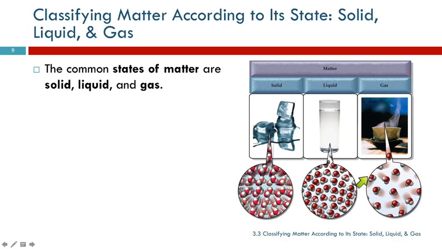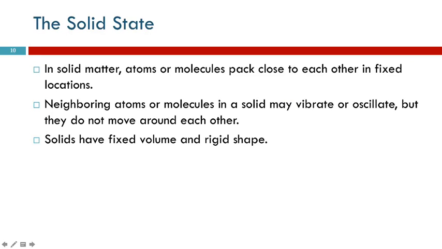And so this illustration shows us how the particles are arranged in these three different states of matter. In solid matter, the atoms or molecules are close to each other. You might say touchingly close. And they are in fixed locations. They do move, but they don't move relative to each other. They may vibrate or oscillate, but they don't move around. And because of that, solids have a rigid or a fixed shape and a fixed volume.